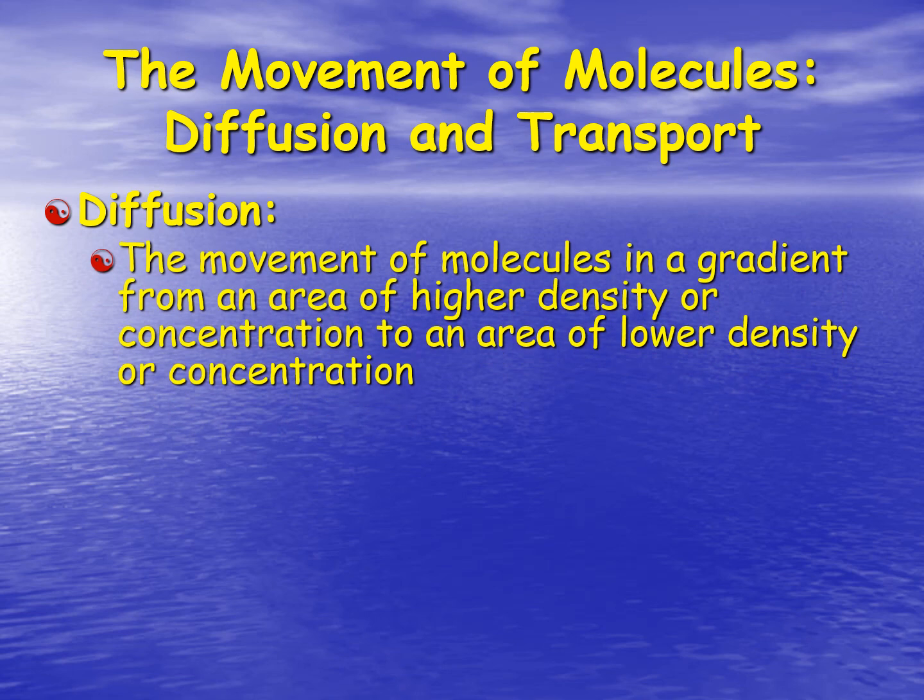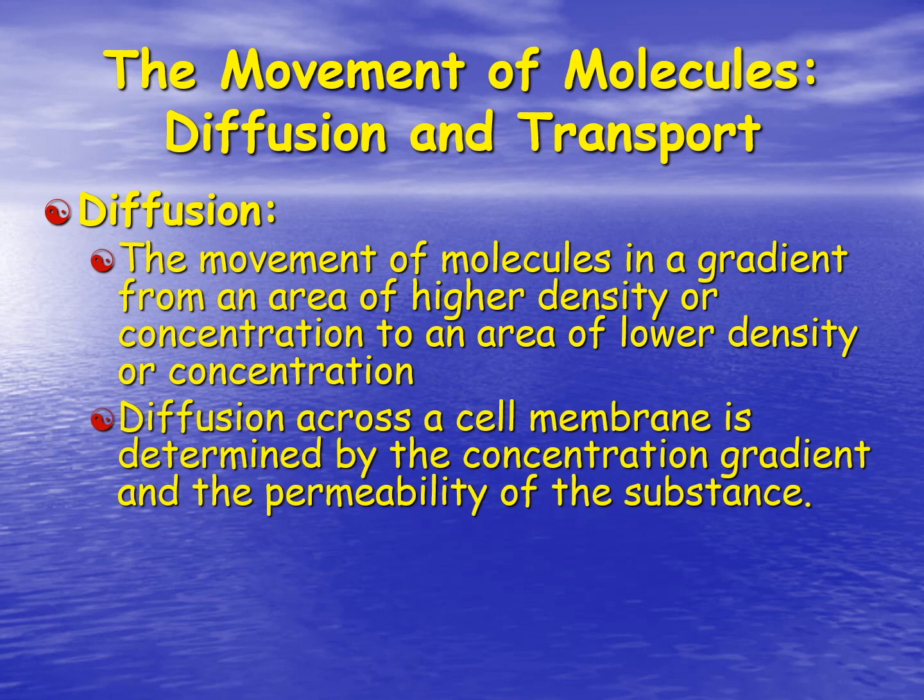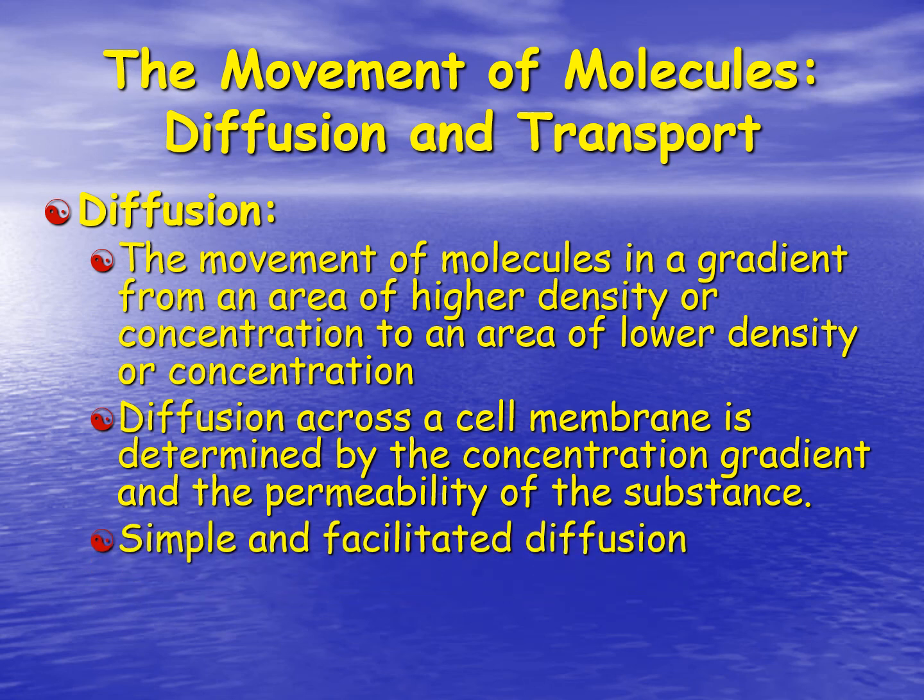Diffusion. This is the movement of molecules in a gradient from an area of higher concentration to an area of lower concentration. Diffusion across a cell membrane is determined by the concentration gradient and the permeability of the substance. We have both simple diffusion, which is simply moving from an area of high concentration to low concentration with no barriers, and facilitated diffusion, where we can't just go anywhere through the membrane, but we have selected pores or proteins that we can use as transports through the membrane.